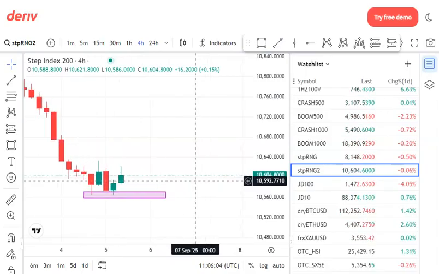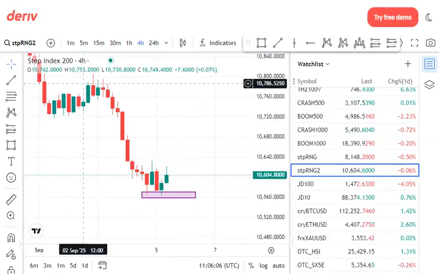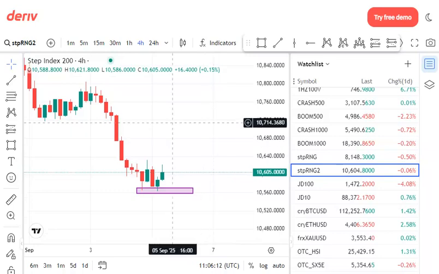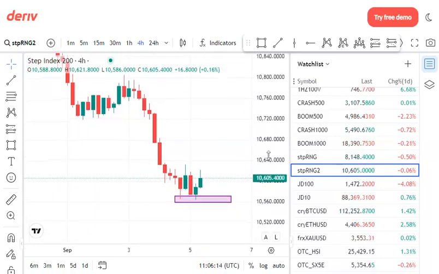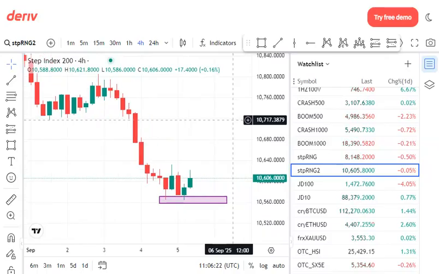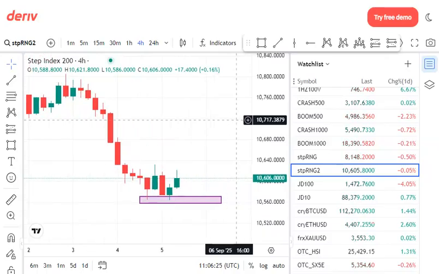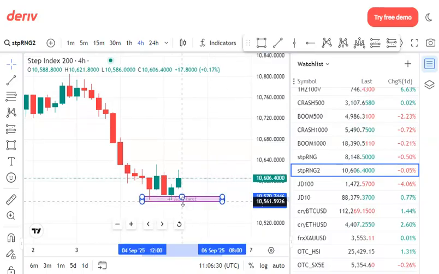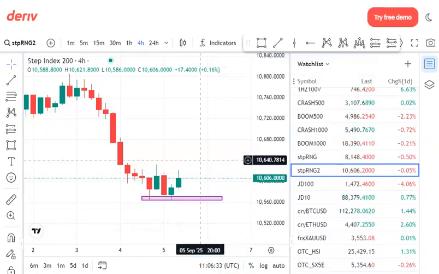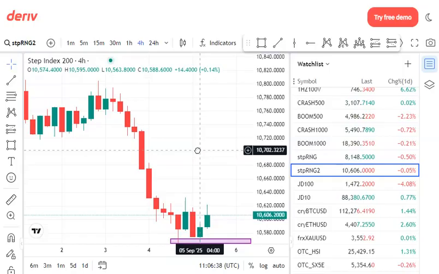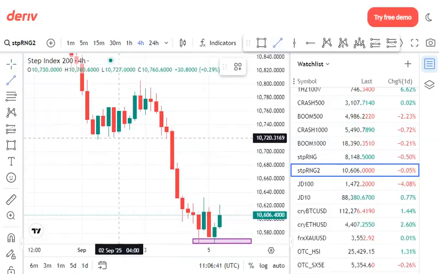One pip equals 20 cents, two pips 40 cents, and everything is calculated times 2.0 on every pip you use. The minimum lot size is 0.1, and the 0.1 gives you a 0.2 trade, and that's why the name for the pair is Step 200 Index.